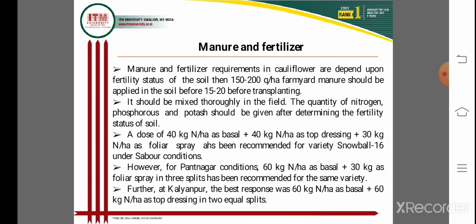So it's very important to maintain soil fertility and soil health and the availability of nutrients to the plants. The availability of soil fertilizer is important for the good health, growth and development of the plants. So the quantity, amount and time of application of the fertilizer and manure are very important.